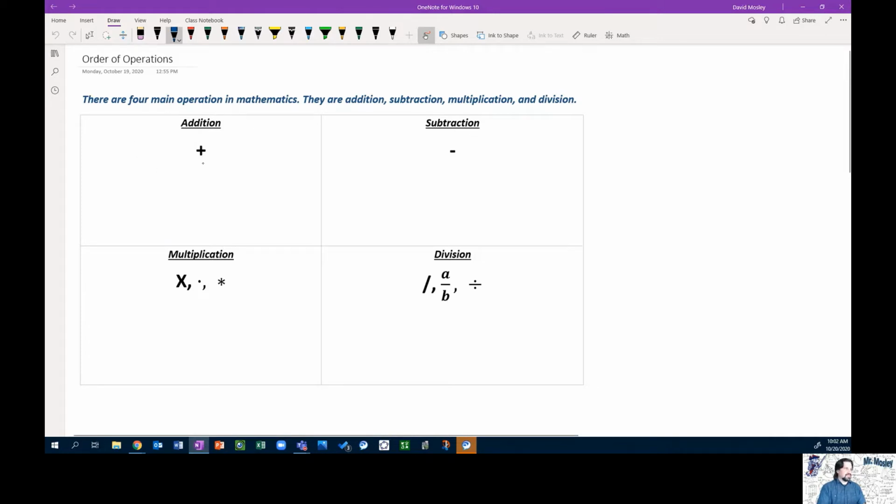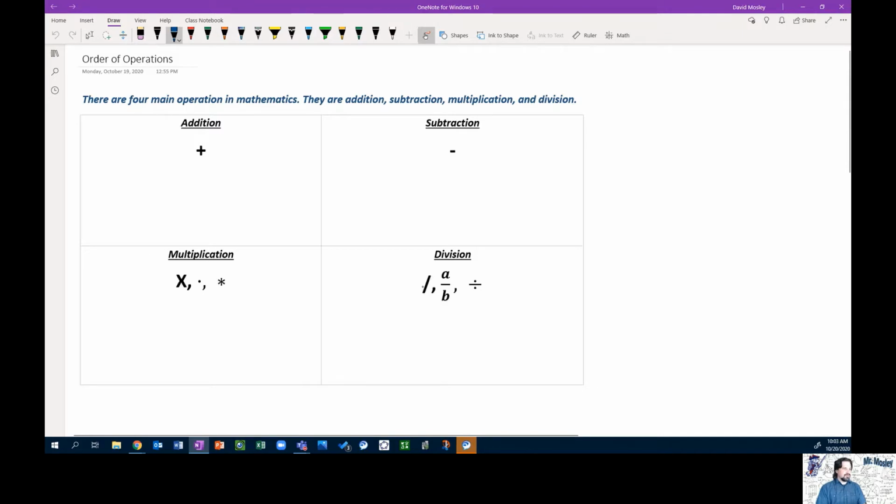We have our basic sign for addition, the plus sign. We have our subtraction with the minus sign. Multiplication with our x, it's sometimes used to imply multiply. We have the dot that is used the same way, and sometimes, depending on the text or on a computer, you'll use the little asterisk for multiplication.